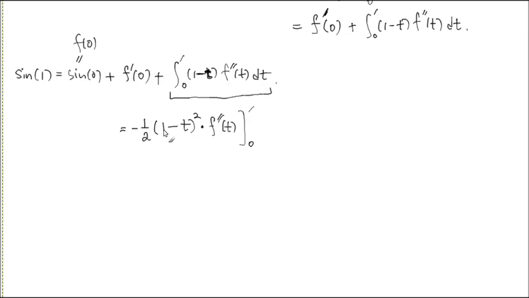Now, because of this negative, it changed to positive again. There's a 1/2 out there, and it's (1 minus t) squared. This time, this is differentiated 3 times like this, right? And dt, going from 0 to 1.